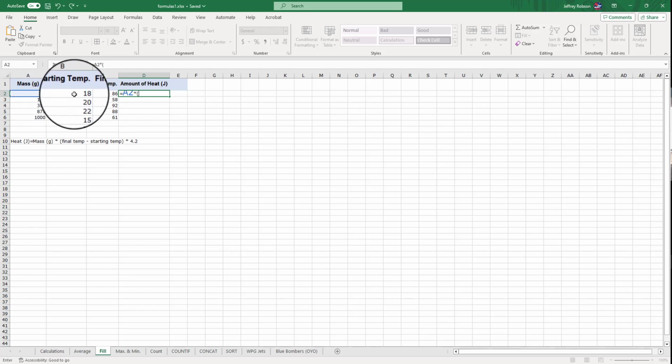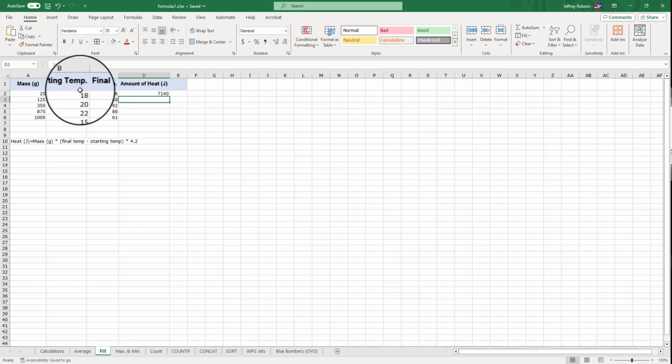And we multiply, a little asterisk. And then brackets, very important here. We're going to take the final temperature, which is over here. And we're going to subtract the starting temperature, which is over there. Close that bracket. Multiply by 4.2. Should come out with 7140.